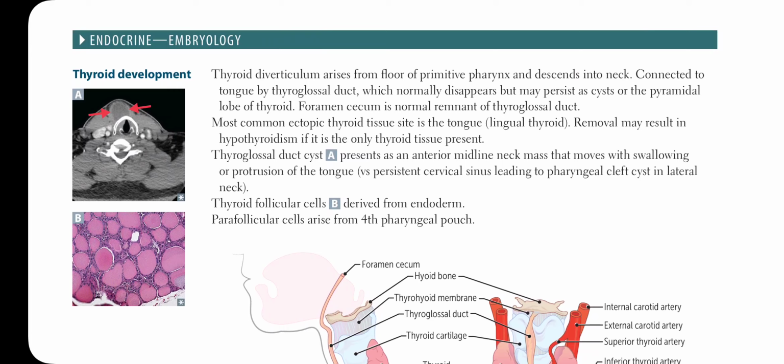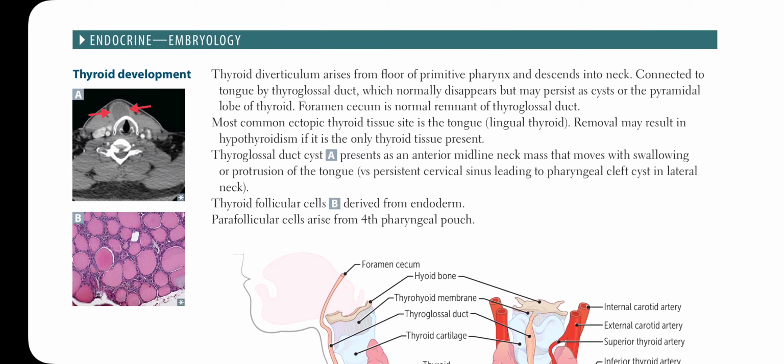Thyroglossal duct cyst: this is when the thyroglossal duct that connects the thyroid diverticulum to the tongue persists, and then it could become a cyst or pyramidal lobe of the thyroid. So if a thyroglossal duct cyst is present, how would it present? If it persists, it would become a cyst, and this cyst would present as an anterior midline neck mass that moves with swallowing or protrusion of the tongue.